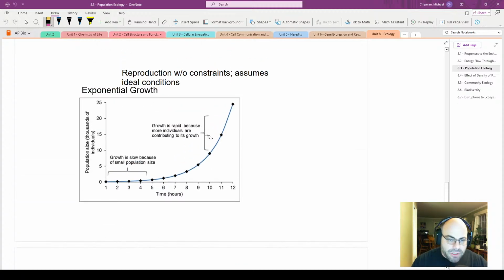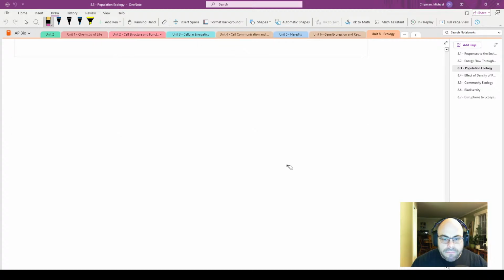So exponential growth, no limitations. What if there is a limitation? This population is no longer going to grow like this, right? And so it's going to start to be limited. It's going to show that.